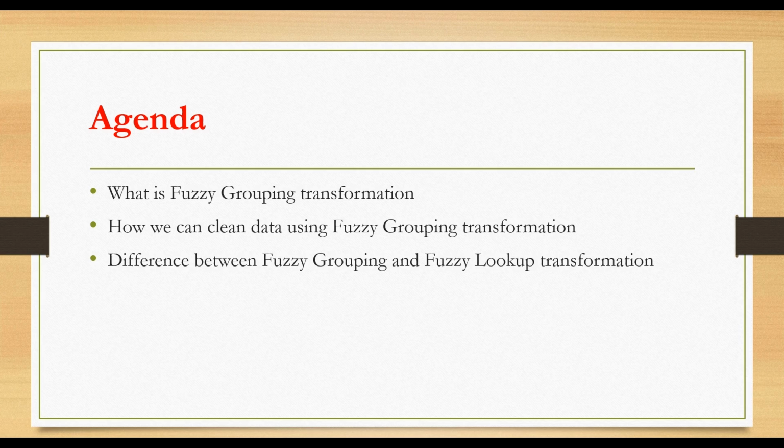There is also a similarity between fuzzy grouping and fuzzy lookup transformation. What is the similarity? It's a blocking transformation. It will wait until the source reads all the data, because when we are defining fuzzy grouping or fuzzy lookup, it will wait till all the records are read. Okay, let's begin.